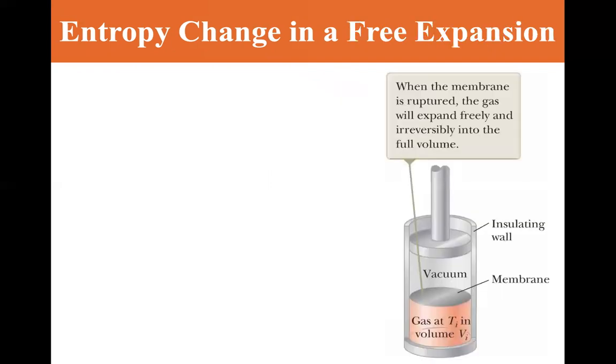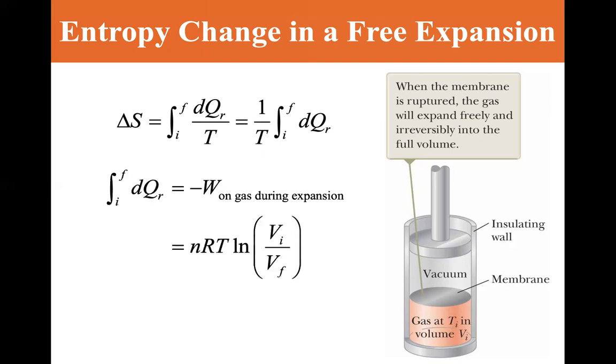Okay, let's look at entropy change in a free expansion. When the membrane is ruptured, the gas will expand freely and irreversibly into the full volume. And there's no way that the gas, once that membrane is punctured, will return to the lower half. Work has to be done to get it. So delta S is equal to the integral from initial to final of dQ_r over T. And since T is constant, we have 1 over T times the integral of initial to final of dQ_r, but the integral from initial to final of dQ_r is equal to the negative work on the gas during the expansion. And so that's equal to nRT natural log of V initial over V final. So the delta S is equal to nR times the natural log of V final over V initial.